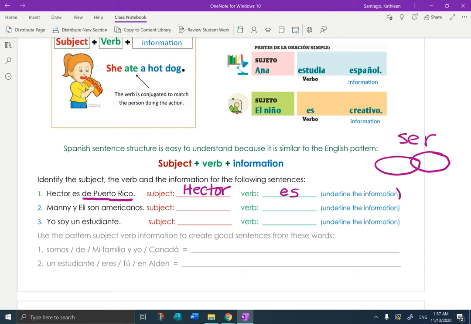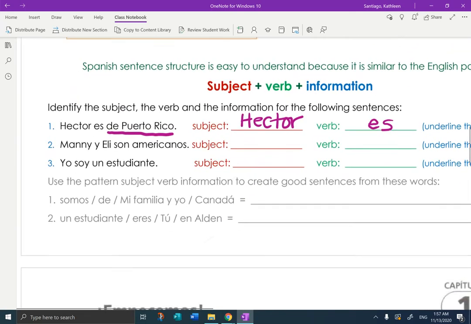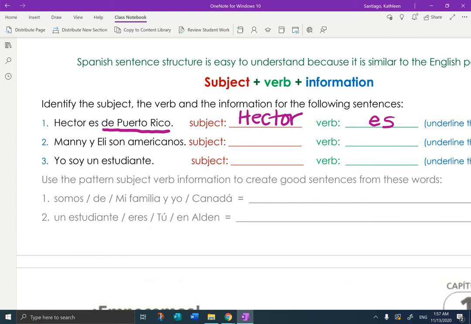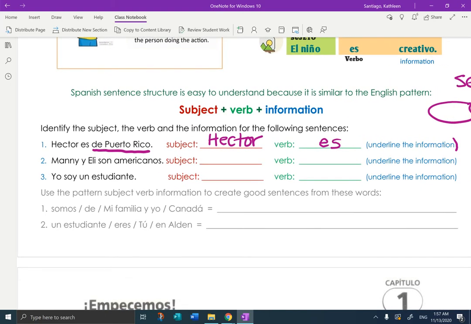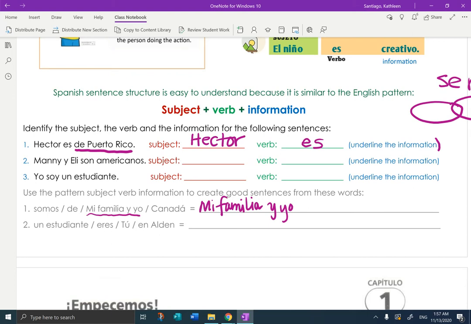Now, the second one is asking us to use the pattern, subject, verb, information to create good sentences from these words. So this is kind of like a word scramble. So it says, somos de mi familia y yo, Canada. So if we think about the subject, verb, information, we're going to take the subject first, which in this is the people doing the action. So we're going to write that first, mi familia y yo. What is the subject? Mi familia y yo. Cross that off.